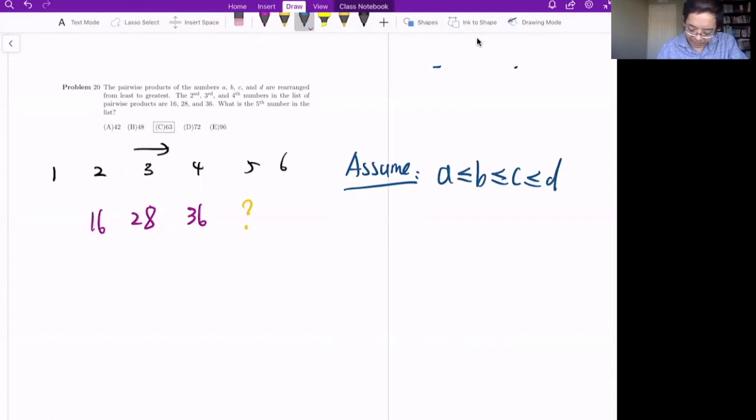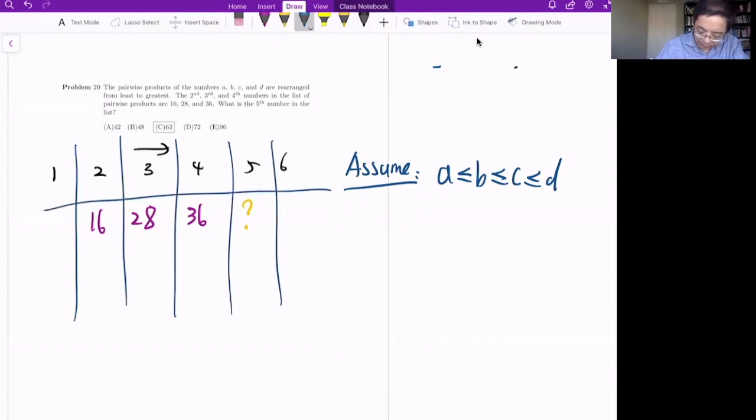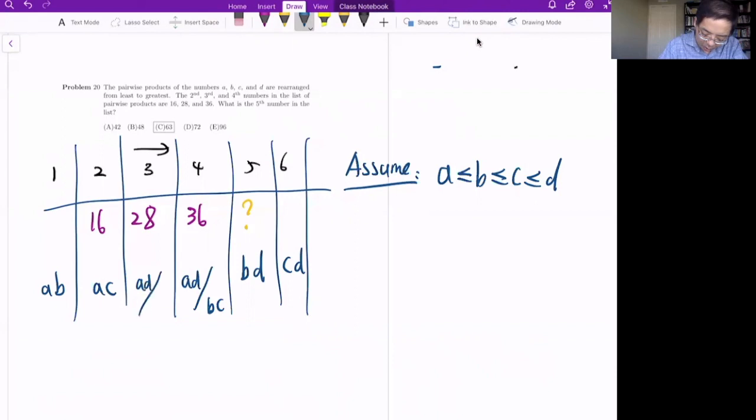Then obviously, what is the largest one? The largest one has to be CD, right? And the next one is BD. The smallest one has to be AB, and the second smallest is AC. Now, what is not sure is BC. So the third one and the fourth one could be either AD or BC.